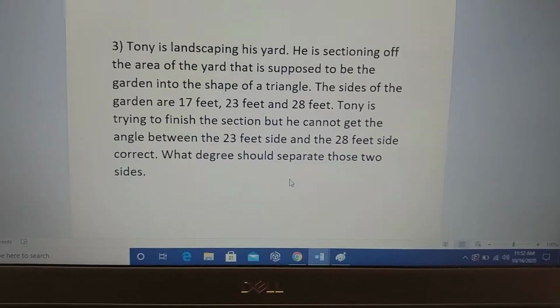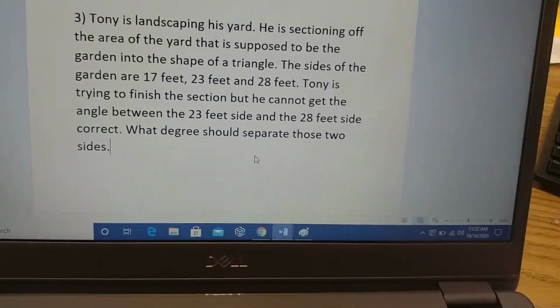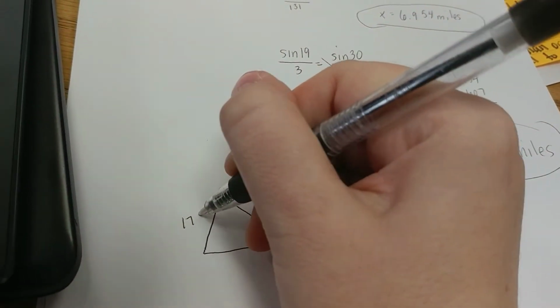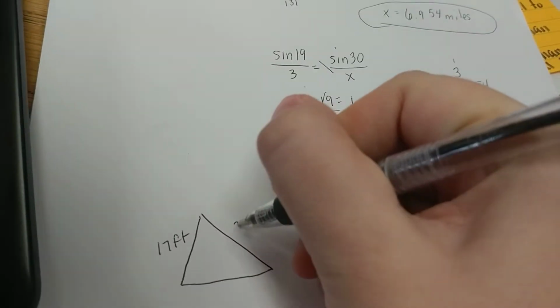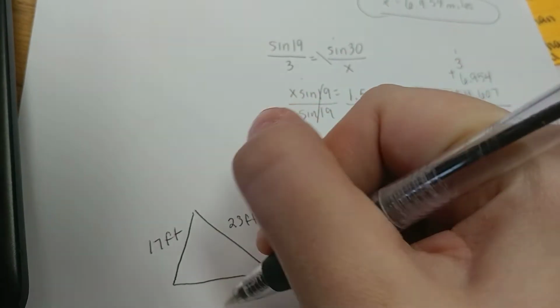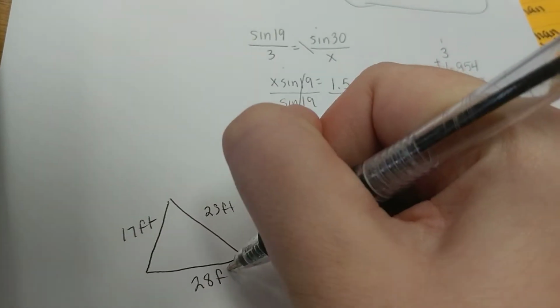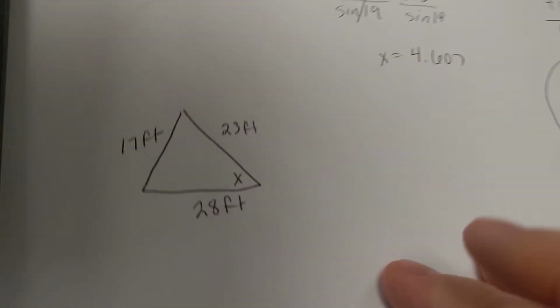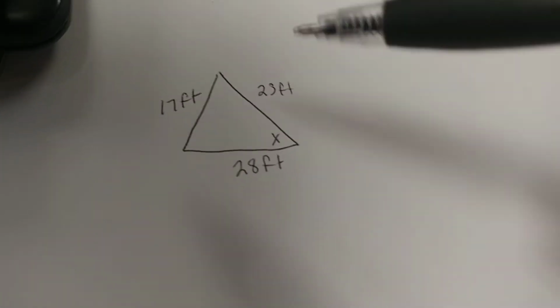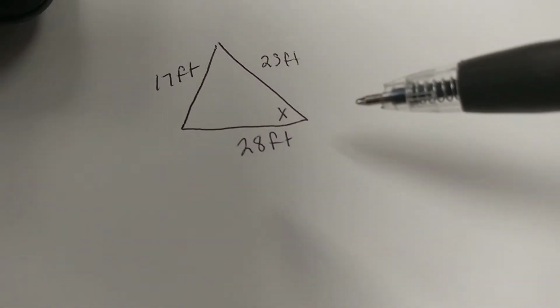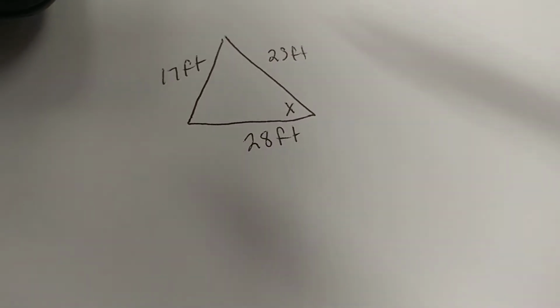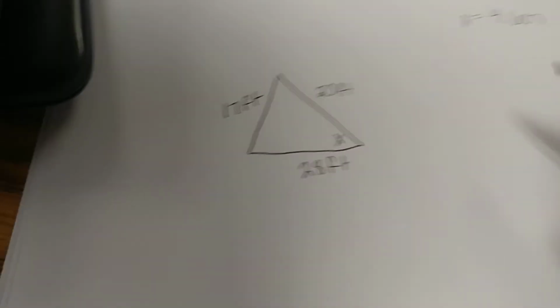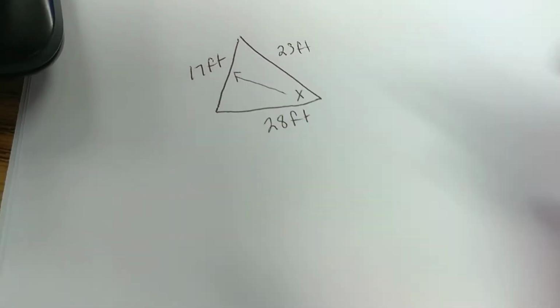So at this point, all we know is that we have a triangle, and it has a 17-foot side, a 23-foot side, and a 28-foot side, and it wants to know the angle that is going to separate the 23-foot side from the 28-foot side. So we ask ourselves, is it a right triangle? No, did not mention that. Do we have an angle on the side across? No, we don't have an angle at all. So we'll have to use law of cosine.